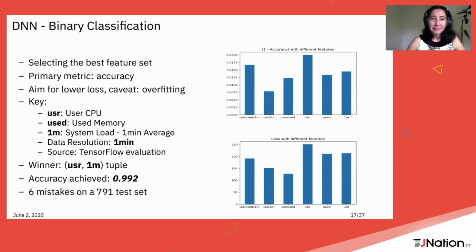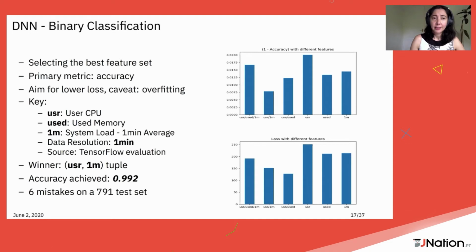So our primary metric was accuracy. We were also having a look at the loss. And first of all, we wanted to evaluate if there was one feature or a combination of features that could provide the best accuracy for this binary classification problem. In our original data set, we had user CPU, user memory, and average system load as features.